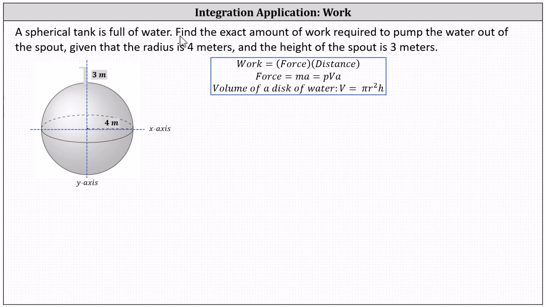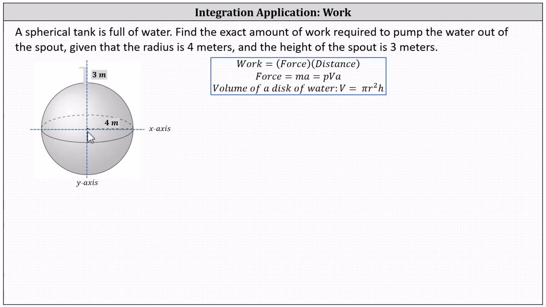A spherical tank is full of water. Find the exact amount of work required to pump the water out of the spout, given that the radius of the spherical tank is 4 meters and the height of the spout is 3 meters as pictured below. Also notice I've set this up so that the x and y axes pass through the center of the spherical tank.